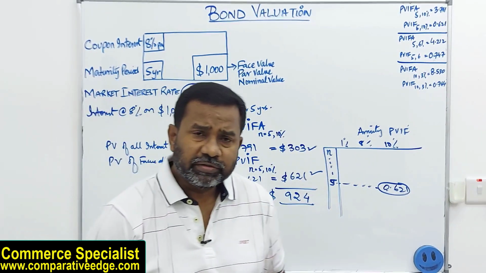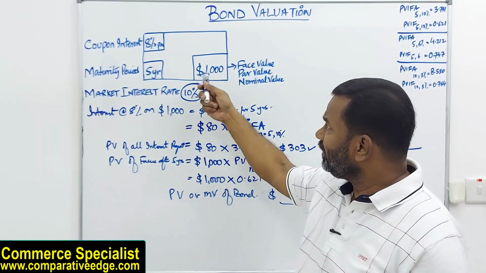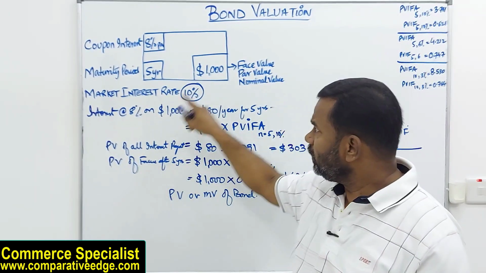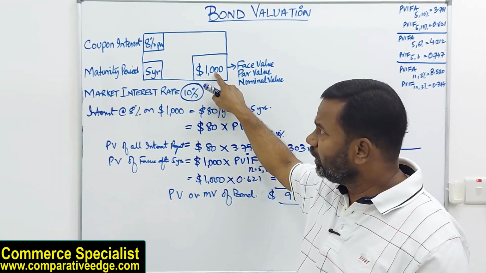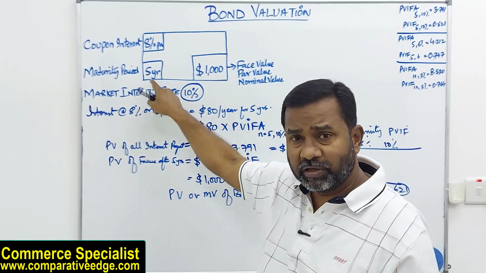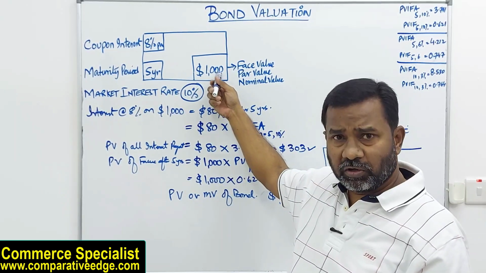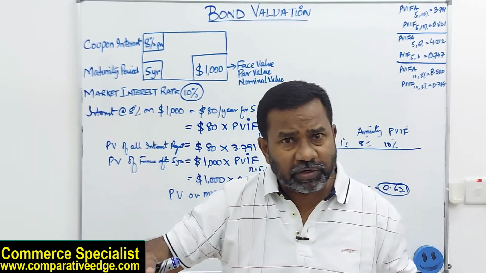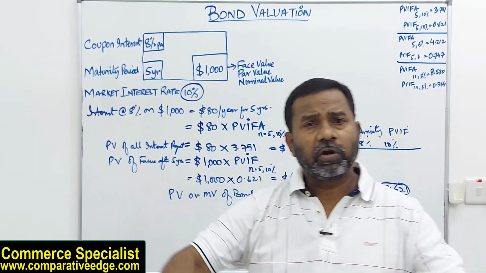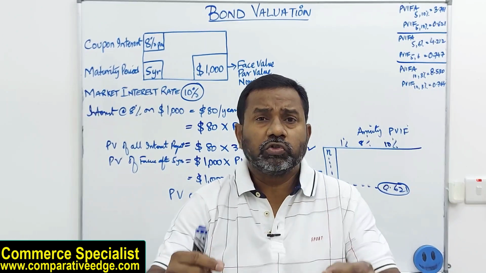In other words, if you are a person who's interested to buy a bond like this, where the company says the face value of the bond is 1,000, we will give you 8% interest on 1,000 for another 5 years, and after 5 years you will get $1,000, and during the 5 years you keep getting 8% interest, which is $80. So for a bond like this, how much should you pay today?